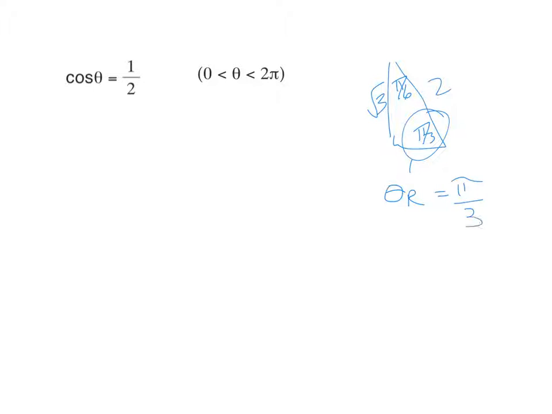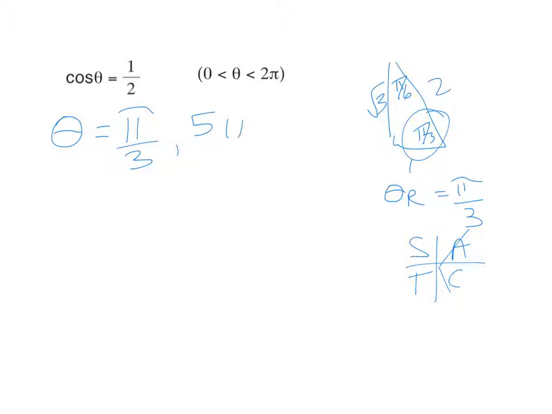Is the reference angle actually one of the solutions? Yes, because cosine is positive, and cosine is positive in the first quadrant and the fourth quadrant. So theta is pi over 3, and what's that other one? 5 pi over 3. It's the angle in quadrant 4 that has a reference angle of pi over 3, so it's 5 pi over 3.